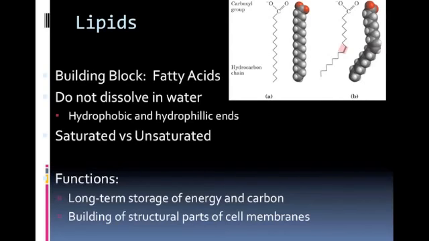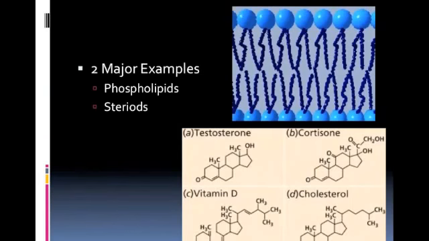They're also a building part of your cell membrane. They are very, very important in creating your cell membranes because your cells do not want to dissolve in water, and having a lipid cell membrane allows your cells to not dissolve in water. And there are actually two major examples of lipids, the phospholipids and steroids.